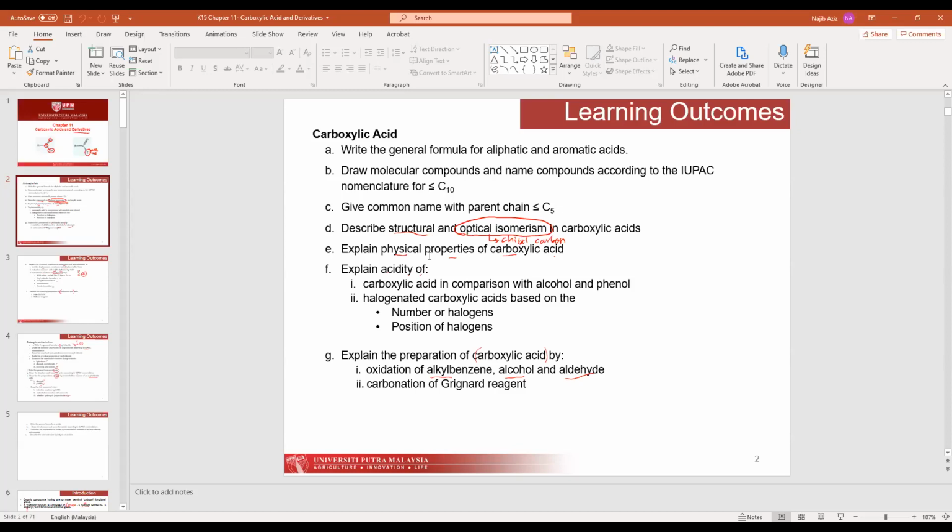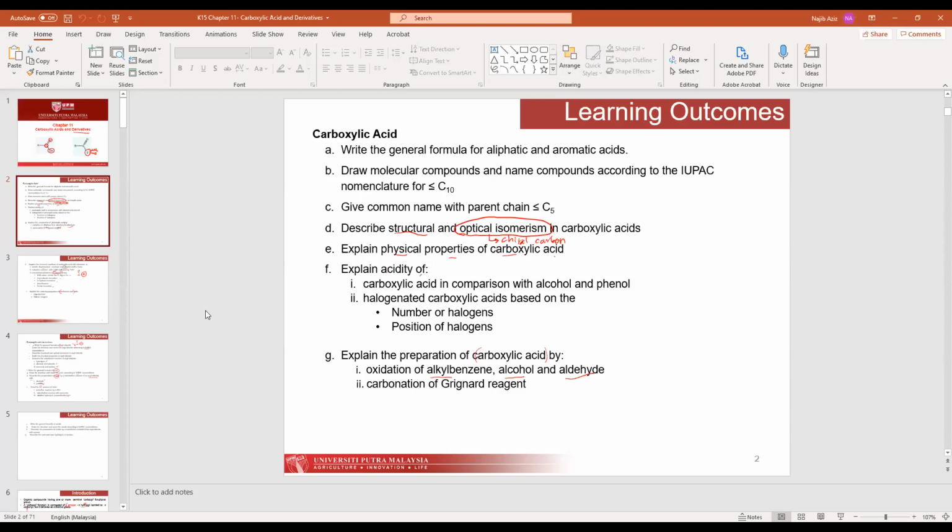And then melting point. So basically carboxylic acid has higher melting point compared to comparable mass of alkene. Okay, contoh macam ethanoic acid dengan ethane. So melting point of ethanoic acid lebih tinggi lah. Itu the first one.